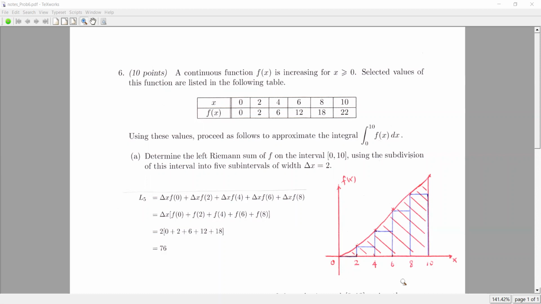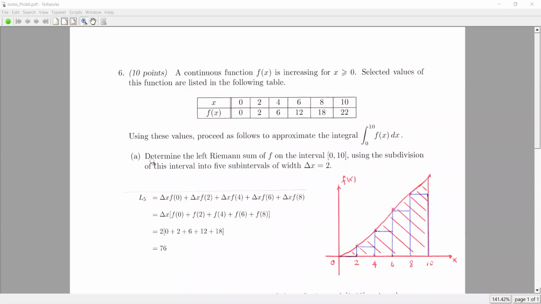Here on the xy plane, I plot the function values in the table. Then I join the points with an increasing and continuous curve. And I suppose this curve is the graph of function f. This integral is the area of the shaded region here. This region is between the graph of function f, the x-axis, and between 0 and 10.